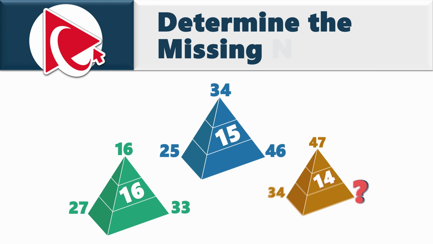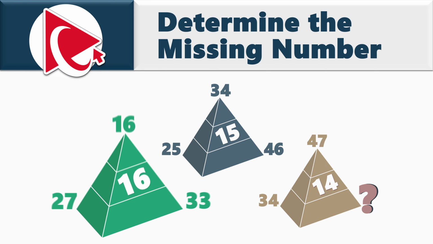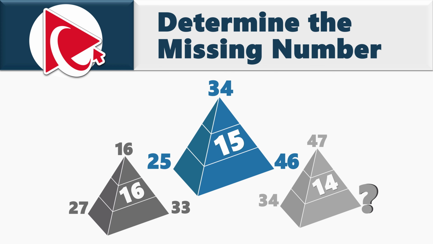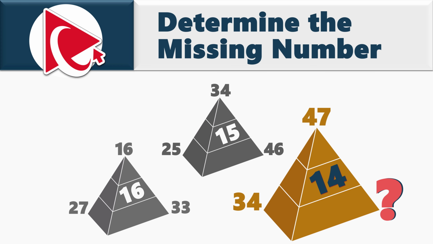You're presented with 3 pyramids. Each pyramid has 3 numbers on the outside and 1 number on the inside. For the first pyramid, the numbers on the outside are 27, 16, and 33, and then the inside number is 16. For the second pyramid, the numbers on the outside are 25, 34, and 46, and the inside number is 15. And for the third pyramid, the inside number is 14.